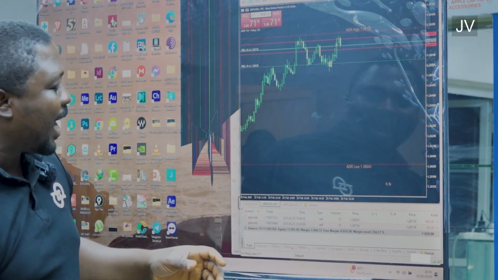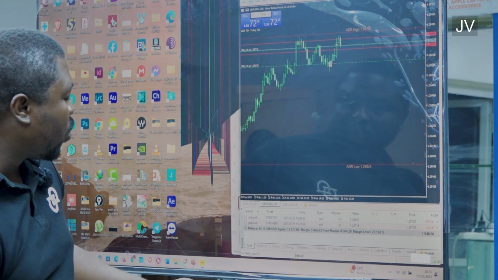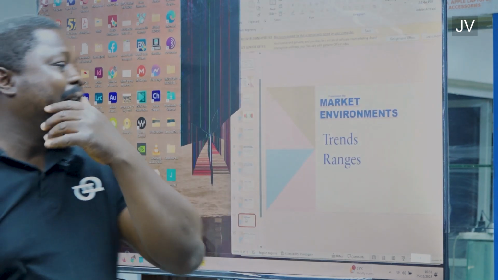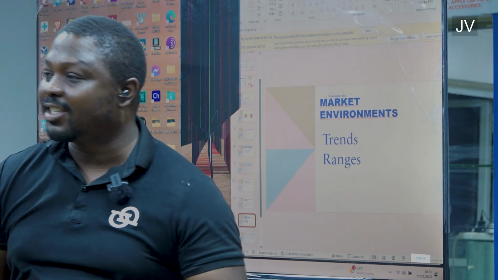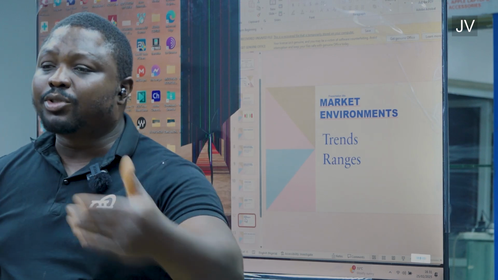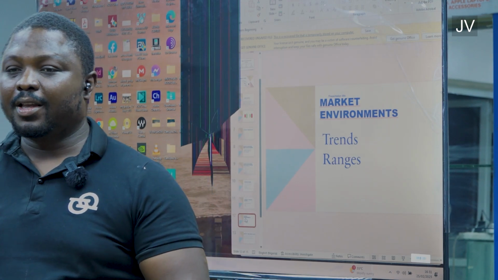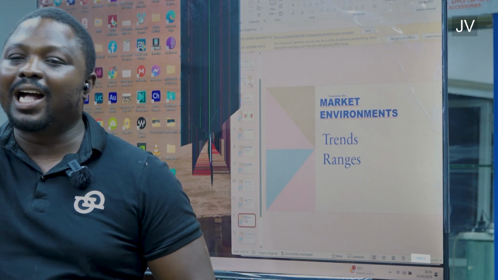So let us look at the next one. Market environment, trends and ranges. Now there's what we call short-term trend and long-term trend. Every day the market is moving, is trading, and it's ranging.